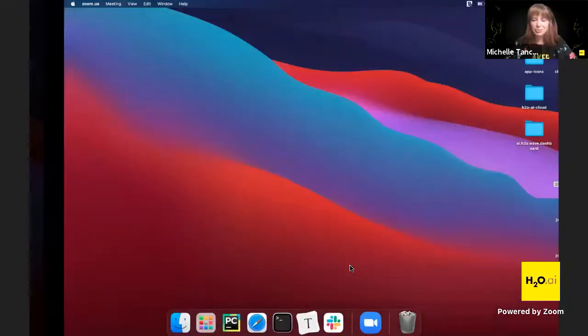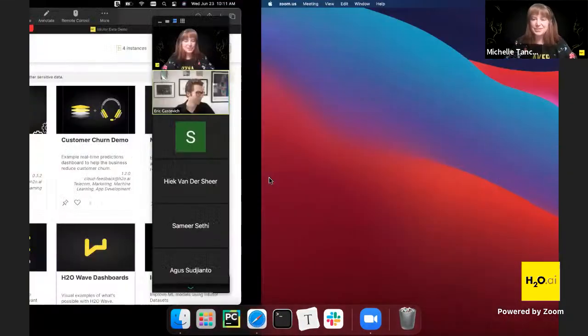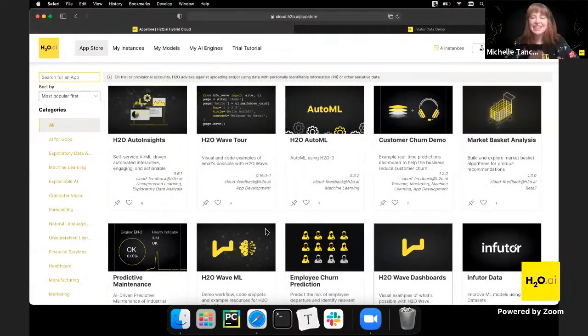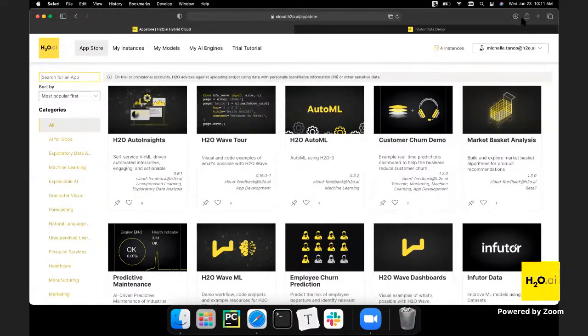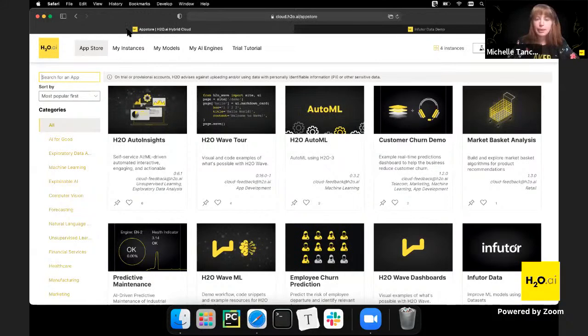I'm going to jump right in because Sri introduced me already and we're a little short on time today. So hi, everyone. We're going to look at a quick demo of what Eric just talked about. This is a demonstration you can try yourself today in the H2O AI Hybrid Cloud trial. Again, you can make an account at h2o.ai/free.